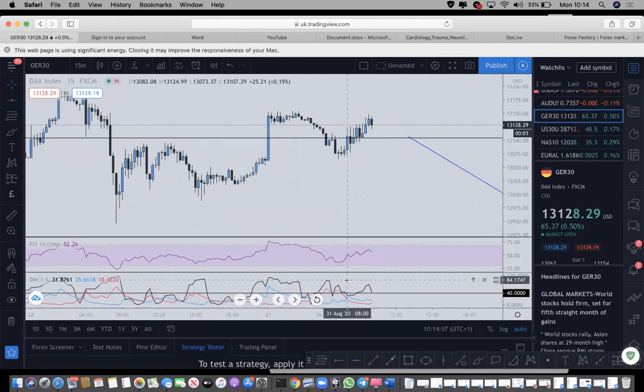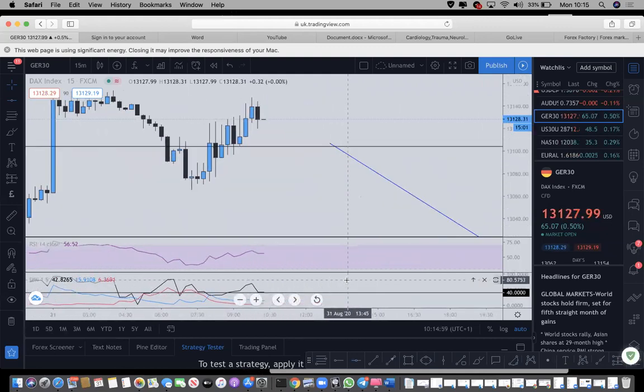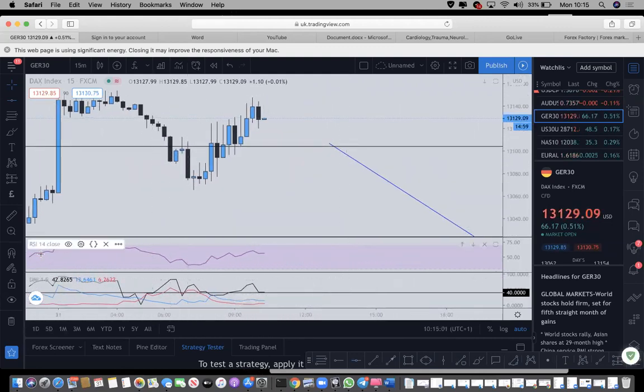Okay, so the blue is the buyers, the red is the sellers. And when the black line is above the 40, you know that it's a huge amount of pressure. So for example, when the blue is above the red and the black is above the 40, this is a buy entry. Does that make sense?